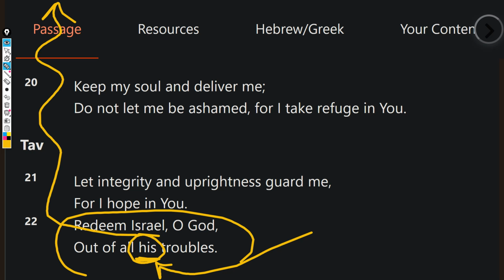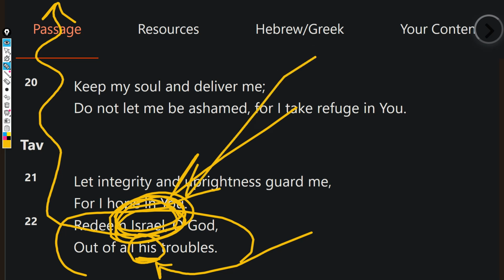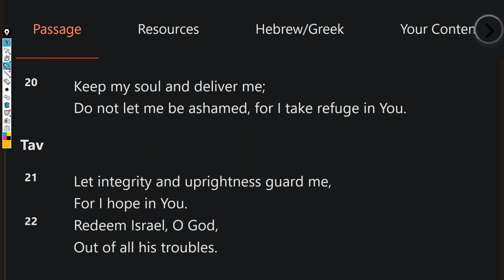This is Jacob wrestling with God. In the middle of the passage, Jacob is not letting go of God, and God then says to Jacob, "What is your name?" And Jacob said, "Jacob." And then God said, "Your name shall no longer be Jacob, but Israel." That passage right there is important. Regardless of whatever the intention of King David was, what is being communicated consistently through scripture from chapter 32 is, redeem Israel, O God, out of all of his troubles.